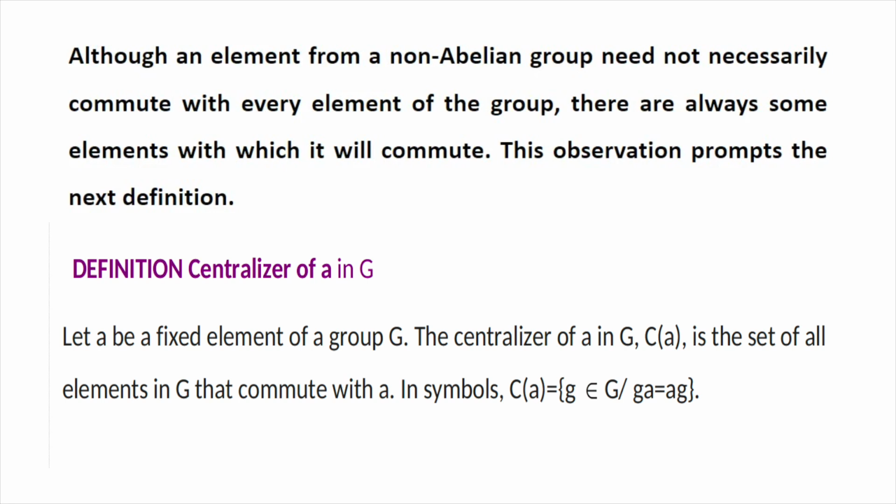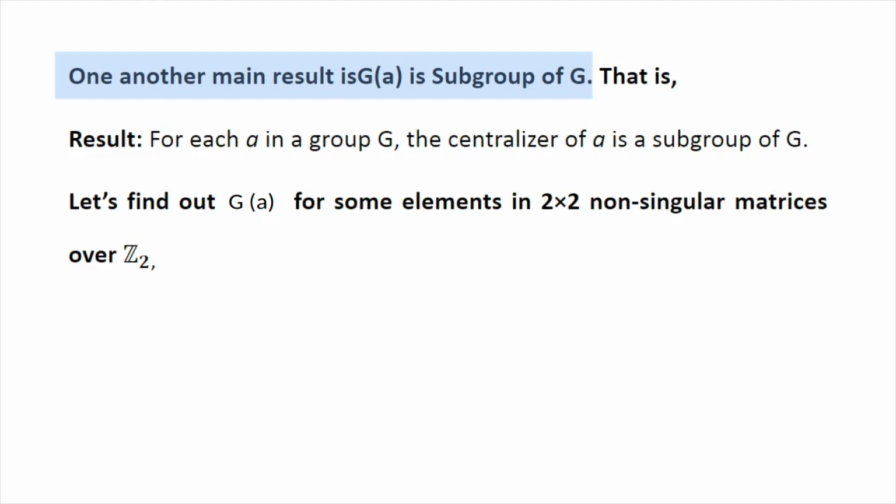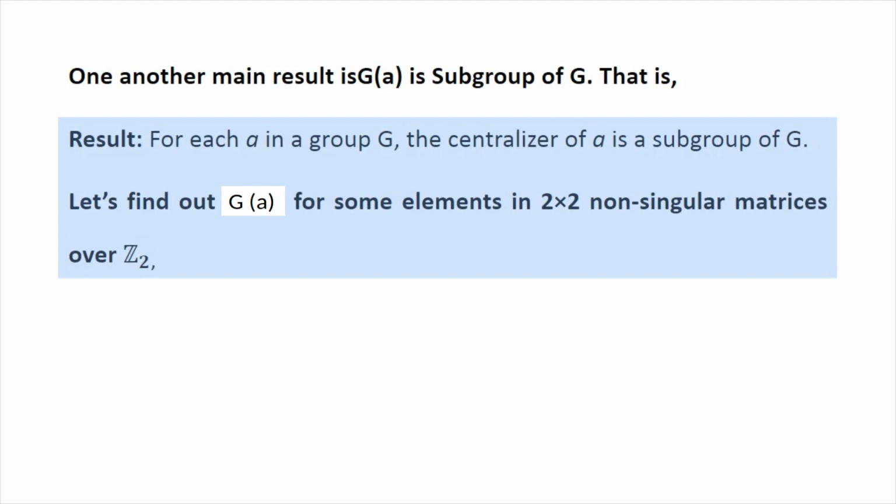Definition of centralizer of a in G. Let a be a fixed element of a group G. The centralizer of a in G, that is C(a) of G, is the set of all elements in G that commute with a. In symbols, C(a) is equivalent to the set of g in G such that ga is equivalent to ag. Another main result is C(a) is a subgroup of G. That is, for each a in a group G, the centralizer of a is a subgroup of G.